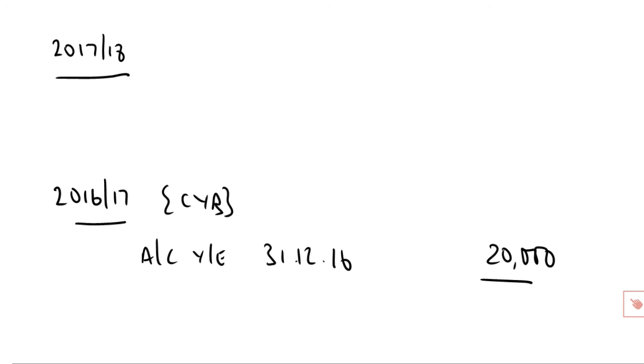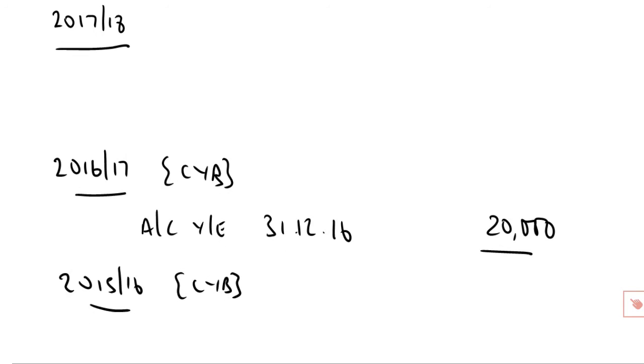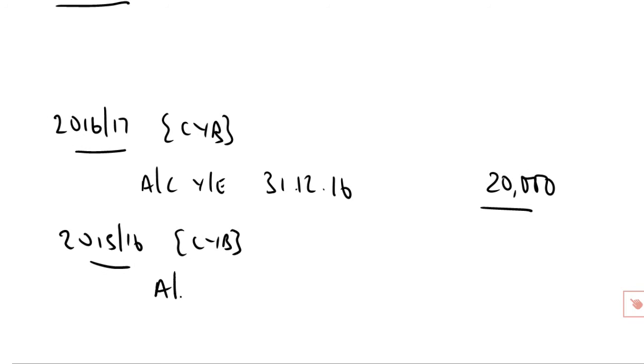Having determined the assessment for the penultimate tax year, obviously any previous years would be assessed on CYB as well. So for us, we could go back as far as 15-16, CYB, and that, of course, was the accounting year ended 31st December 15, and that was a £40,000 trading profit.